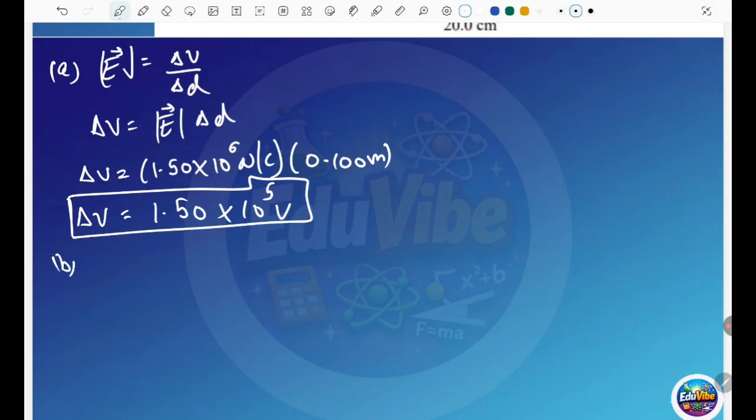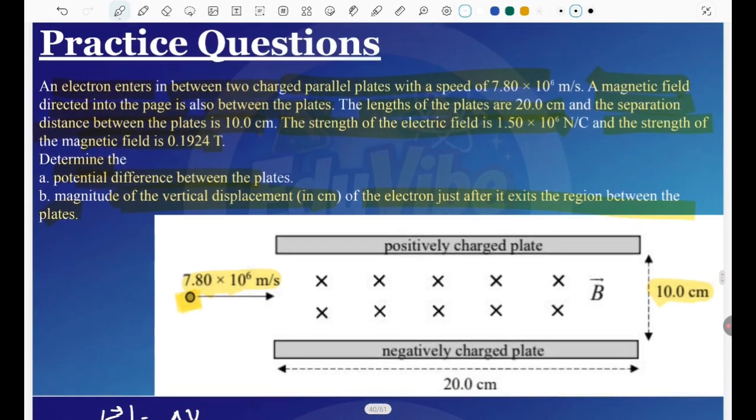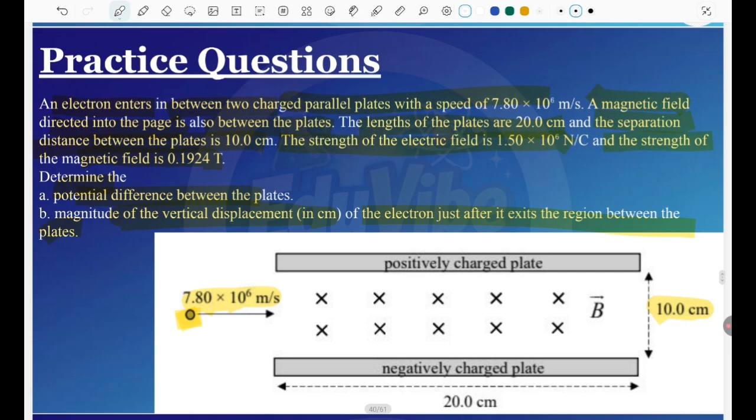For the second part, we have to find two things: Fe and Fm, because the electric force and the magnetic force are both involved. We'll find both forces and see which force is greater. That's how we can find which direction the electron goes, upwards or downwards.